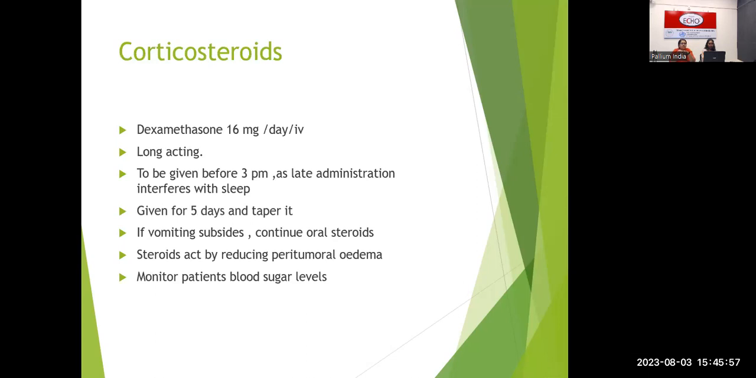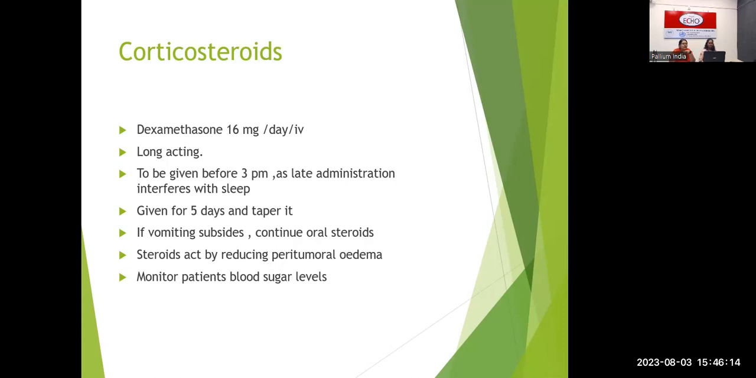Next medication is your steroids. Most commonly used is dexamethasone. 16 milligrams per day is the usual dose that we give. Here again, you can give it as IV and sub-Q as well. It is long acting, so it is given usually before 3 p.m.